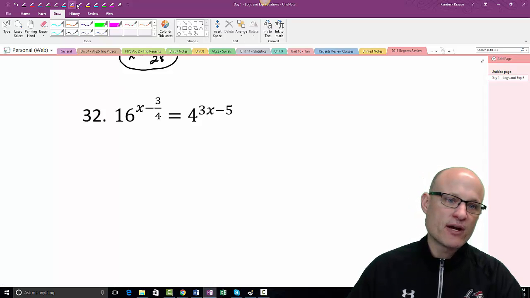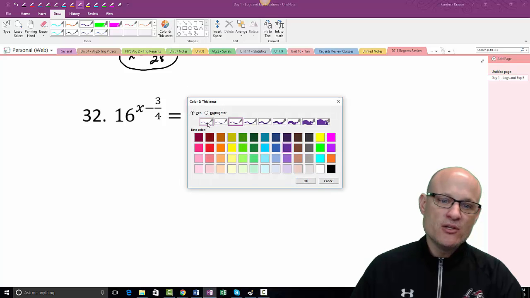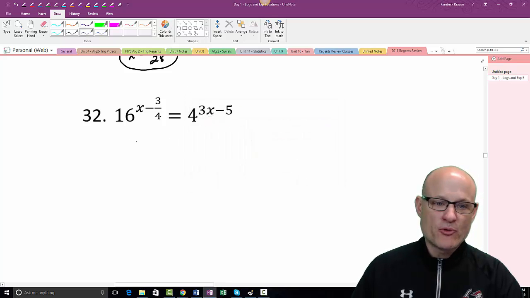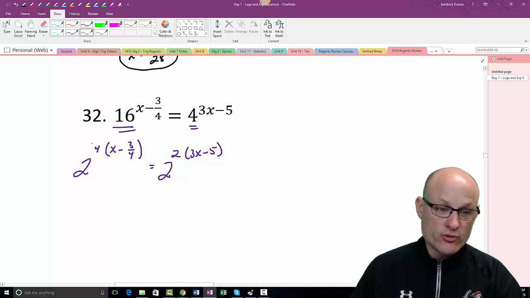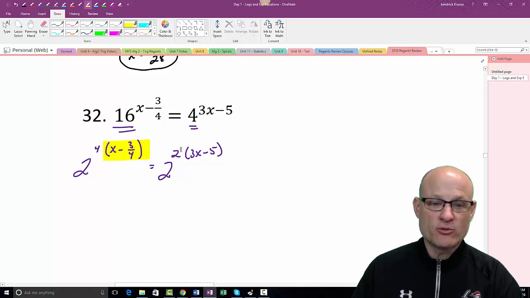We got another exponent that's a fraction. So first thing we're going to do is convert both of these to 2's. Yes, you can do 4's, but I like just saying everything goes to 2. So this is 2 to the 4th times x minus 3/4 equals 2 squared 3x minus 5. This 2 squared is 4. 2 to the 4th is 16. Now I just have to set their exponents equal to each other.